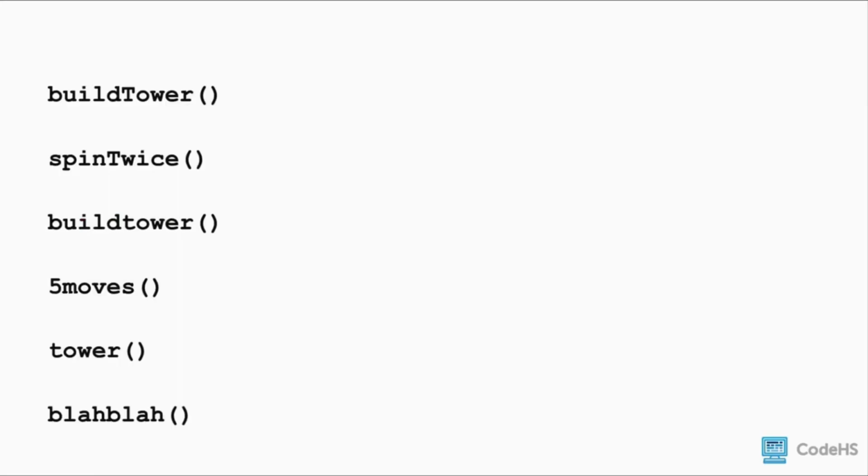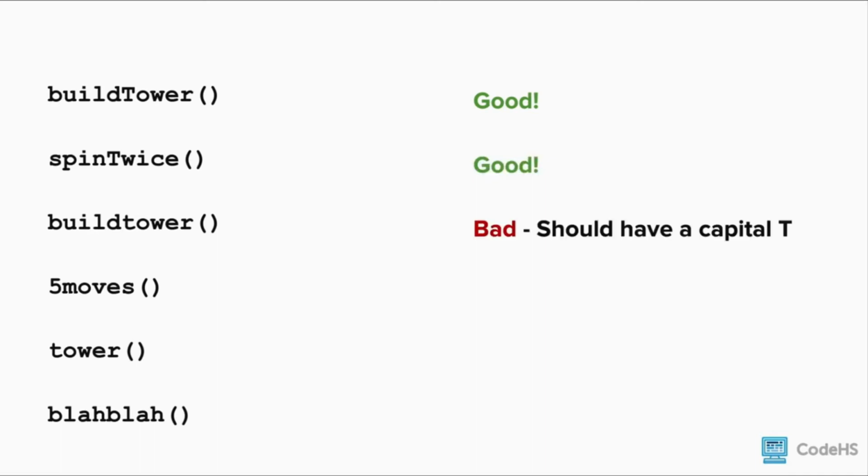Let's look at some examples to see which ones meet the naming convention. The first command, buildTower, passes the naming convention, and so does the second. The third command does not, because the T in tower should be a capital T. The fourth command also does not pass the naming convention. Remember, functions must start with a letter, not a number.